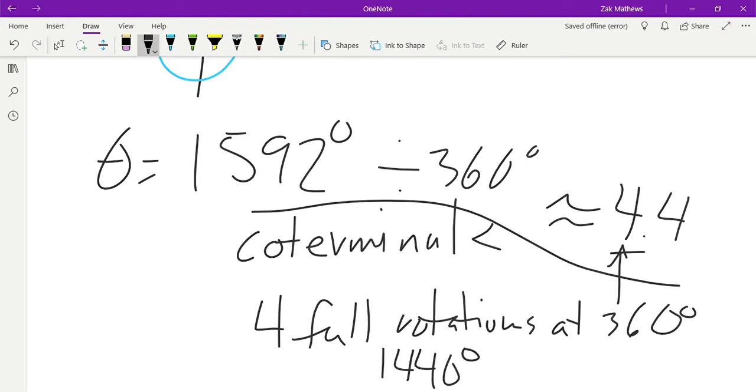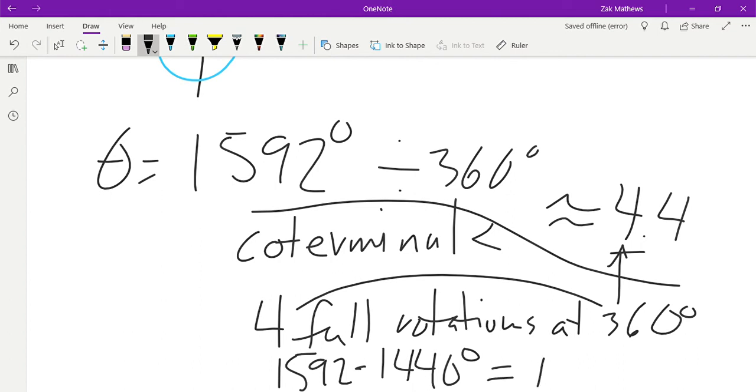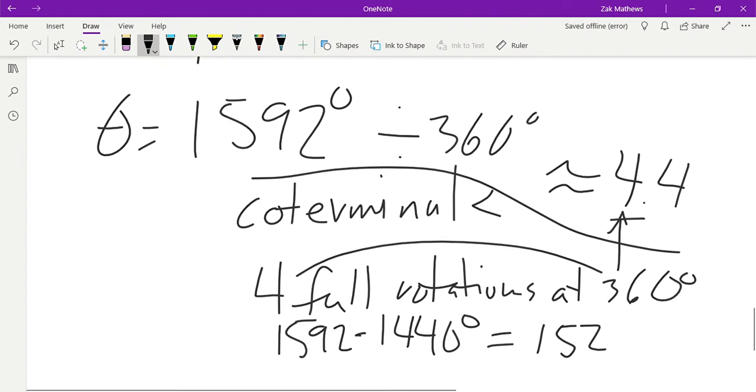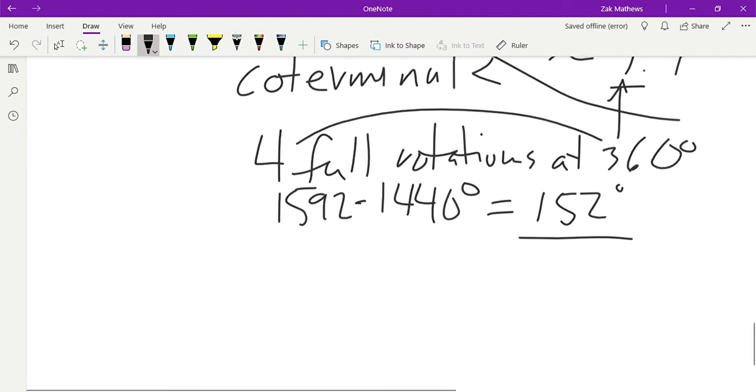So again, what I did is I took these two numbers right here and multiplied. That's giving me how much those 4 full rotations account for. Now, I need an angle of 1592. So I'm going to subtract off those 4 full rotations, and that gives me 152. And so when I take off those 4 full rotations, my coterminal angle is this 152 degrees.